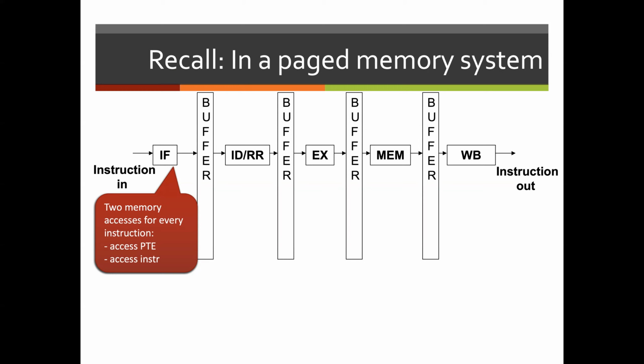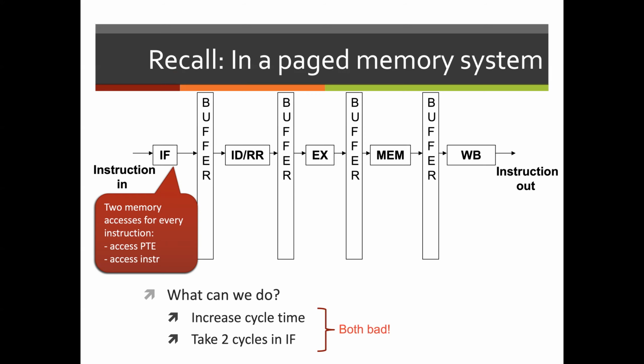So what can we do in order to improve this? We could try increasing the cycle time, but that would mean that we would take 2 cycles in the instruction fetch stage as well. Either one of these options aren't ideal. And so we have to think about ways in which we can improve this.